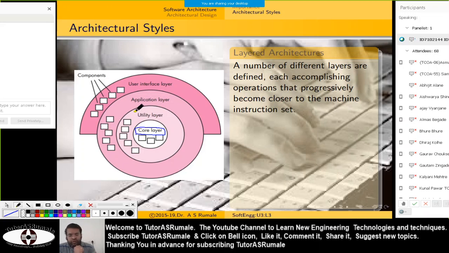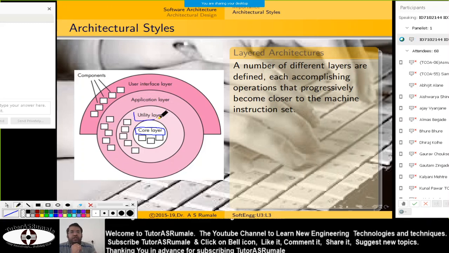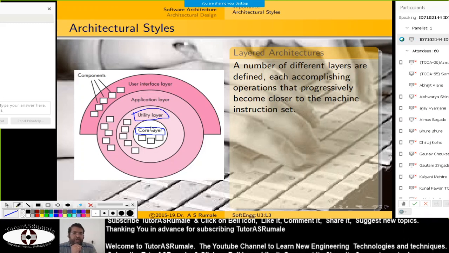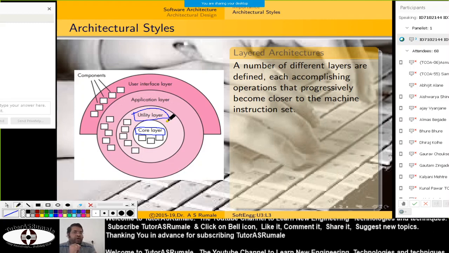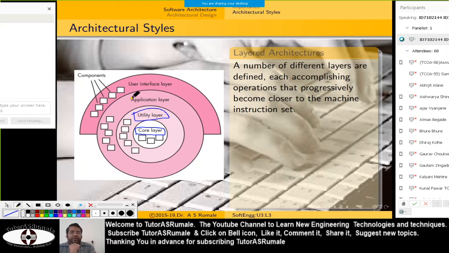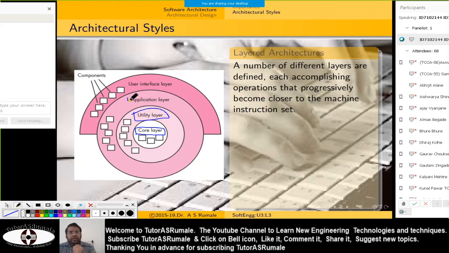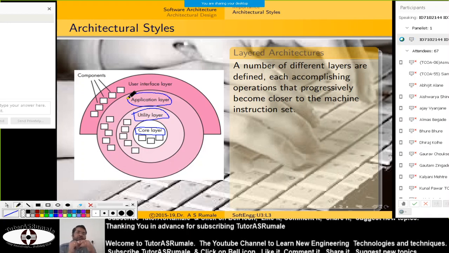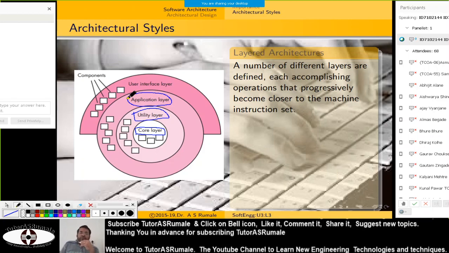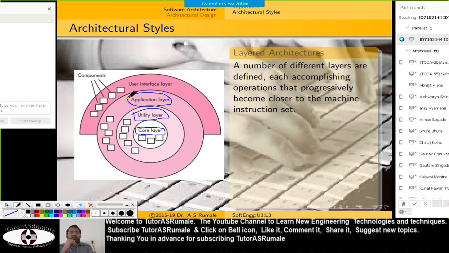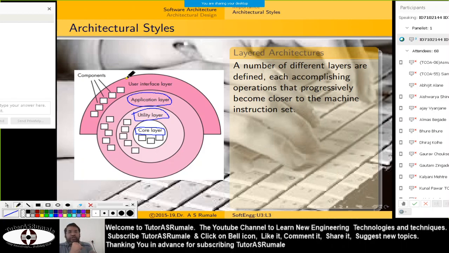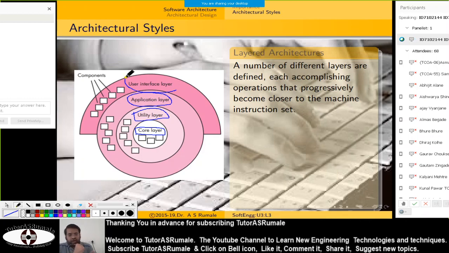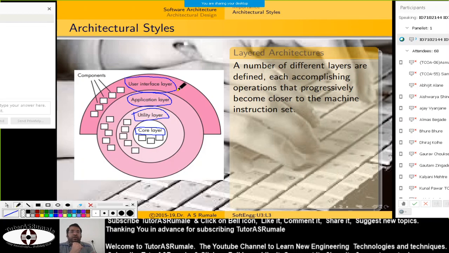Above this basic input output system, you have the three layers of the operating system: information management, memory management, and process management. Above these three utility layers, you have the application layer. This application layer constitutes all your applications which are executing on your operating system. Then you have the user interface layer, where you interact with the operating system and the applications on that particular operating system.